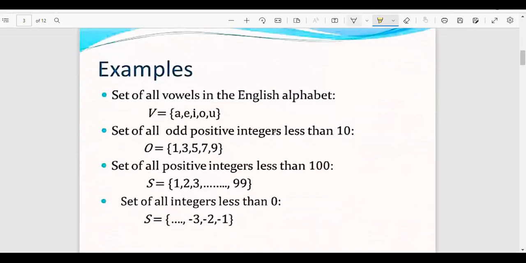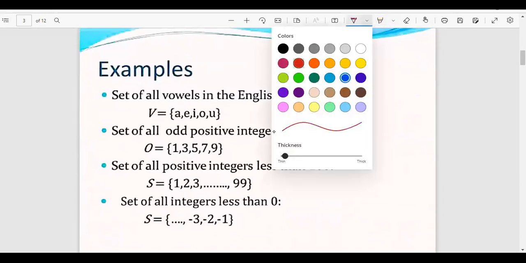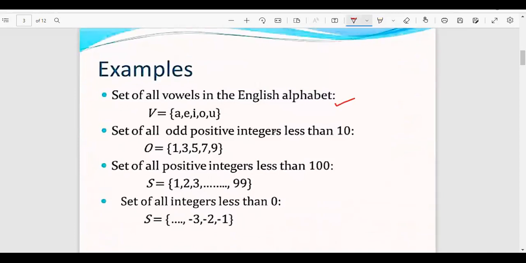We are done with the first one already. Let's talk about the second one. Set of all odd positive integers less than 10. So we are talking about all the odd and positive integers less than 10. It would be 1, 3, 5, 7, 9.